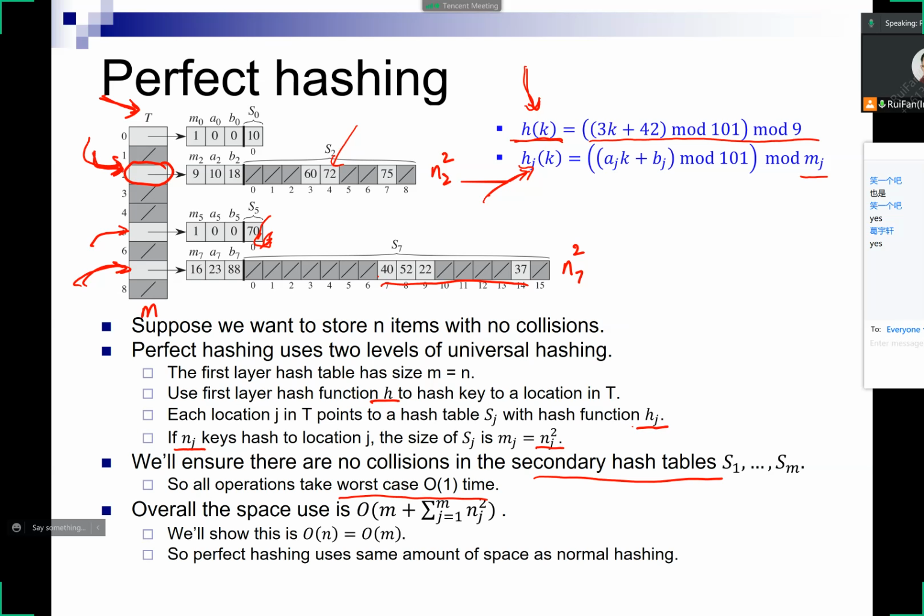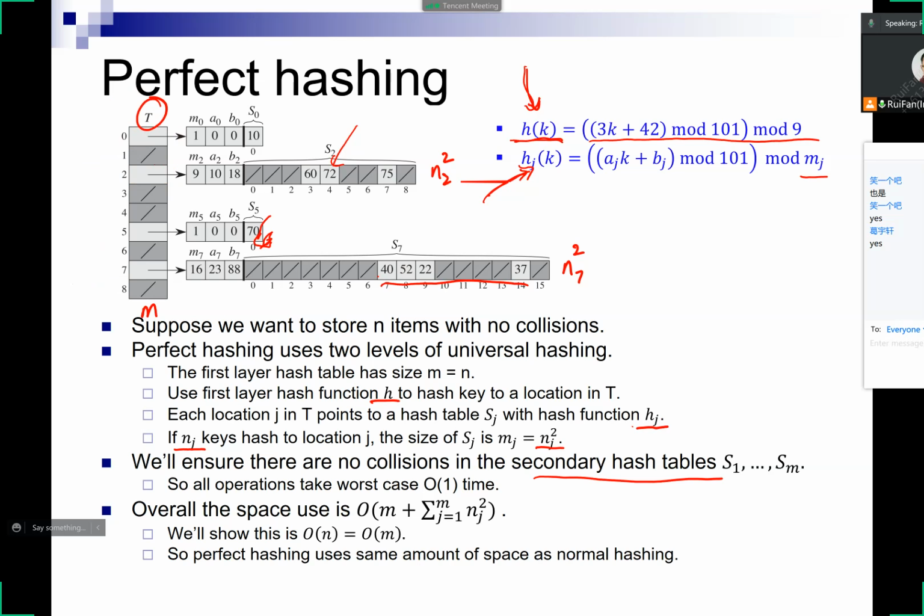Okay, so now the main thing that we have to think about is how much space is this going to take? Because now we're not just keeping one hash table, right? You're not just keeping this capital T over here. You're going to keep capital T plus all of these little hash tables. And so we want to make sure that these second level hash tables do not take too much space.